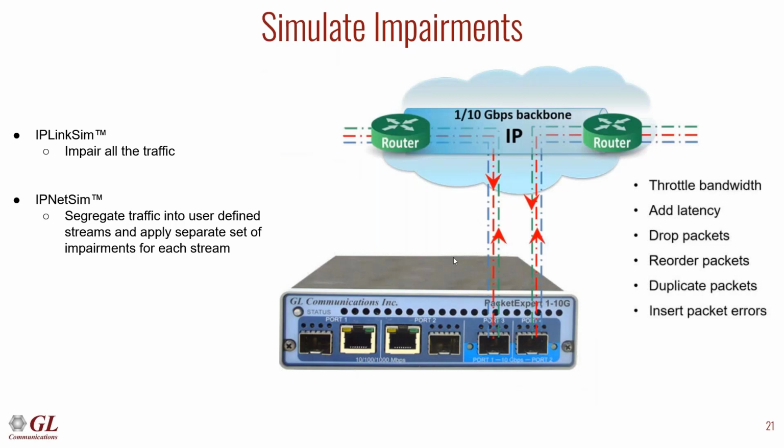Okay, I mentioned that we can simulate impairments. So again, what we do here is we sit inline on the network, and as traffic passes through the device, we can selectively impair the traffic. We can say, okay, I want to simulate 1% packet loss, or I want to simulate 10 millisecond latency, or I want to reorder the packets, or I want to reduce the bandwidth from 1 gig down to 250 meg. I want to insert bit errors and things like that.